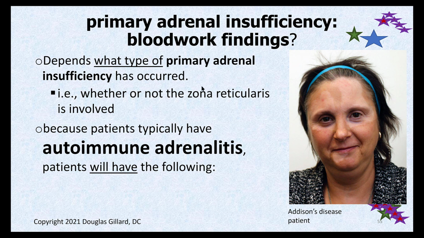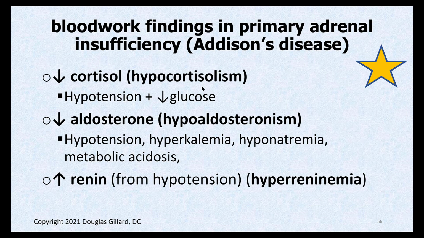So the blood work depends on what is knocked out and what's not. But if it's primary, where it's an autoimmune attack and you can't make cortisol and aldosterone, those levels will be very low. And what are all the associations with low aldosterone? If you don't have aldosterone, you can't reabsorb salt or water, so you're going to have watery, hyponatremic blood. You'll have low blood pressure. Cortisol also decreases blood pressure. It also decreases blood glucose levels. We'll get to that more later.